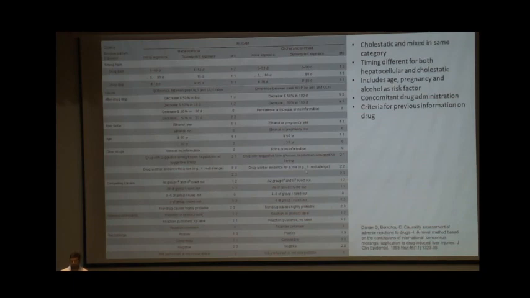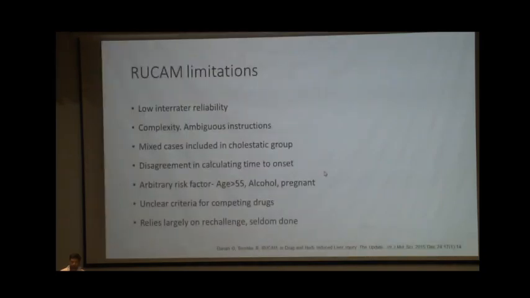So next, RUCAM limitations were low inter-rater reliability because of more subjective criteria rather than objective criteria. There were complex, ambiguous instructions and different timelines. Mixed cases were grouped in the cholestatic group, and there was disagreement in calculating time to onset between the hepatocellular group and the cholestatic group.